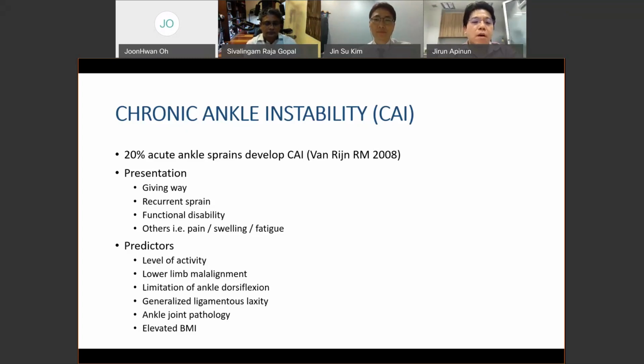The predictor of becoming chronic ankle instability is the level of activity. If the patient has a high level of activity, there's a higher chance of chronic ankle instability developing. Lower limb malalignment, limitation of ankle dorsiflexion, generalized ligamentous laxity, ankle joint pathology, or elevated BMI can also be predictors of chronic ankle instability. The next slide, please.